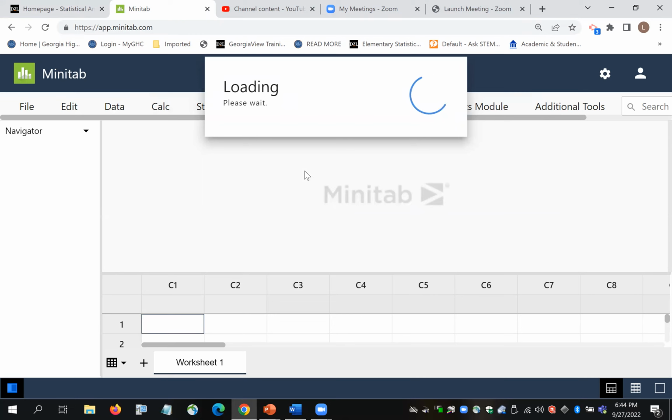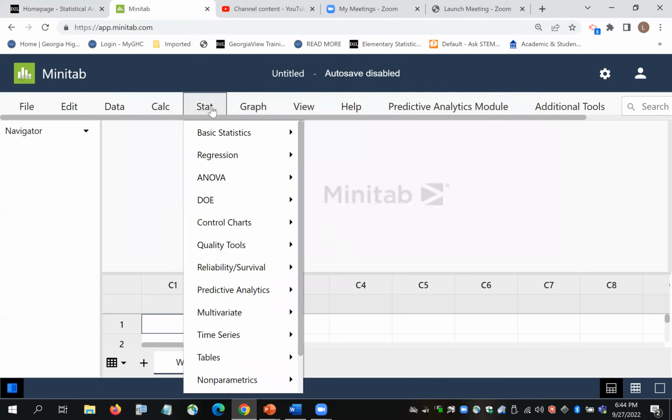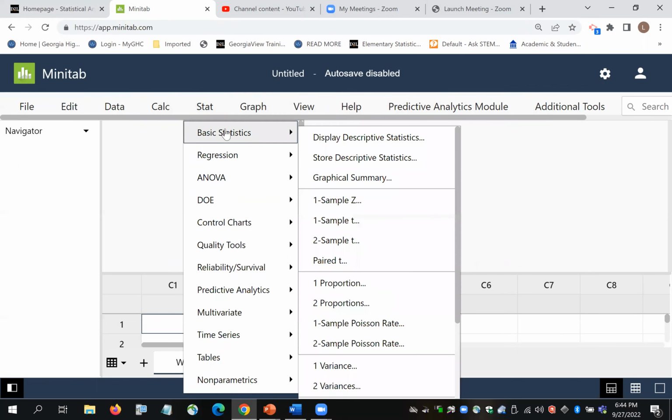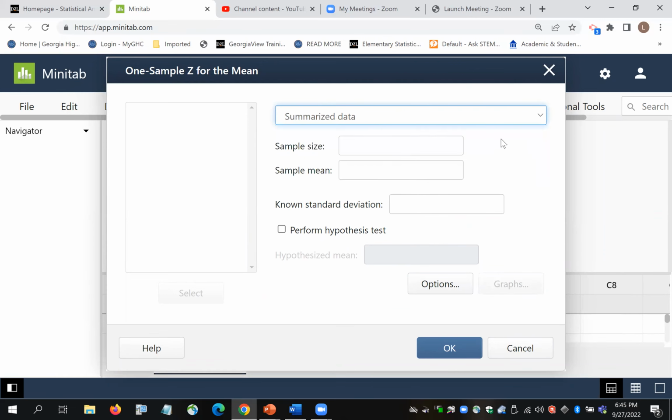I have to wait for it to update. We go to Stat, Basic Statistics, 1 sample Z. We decided we were doing a Z interval because we have the population standard deviation. So Stat, Basic Statistics, 1 sample Z. We have the summarized data, so I change my option to summarize data.